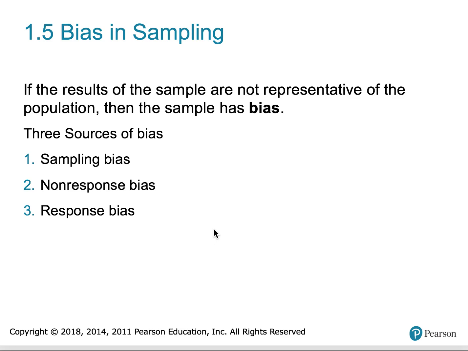Okay, chapter 1.5. So far we've looked at how to obtain samples. Now we're going to look at some problems that might arise in sampling. If the results of the sample are not representative of the population, then the sample has bias. There's three sources of bias we're going to talk about: sampling bias, non-response bias, and response bias.